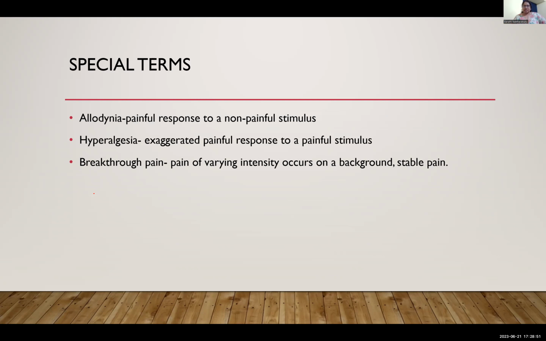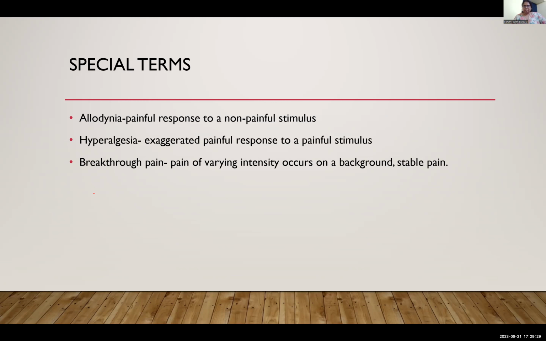And hyperalgesia. Hyperalgesia, this is, okay, you touch that area or prick it with a pin, which usually causes mild pain. But patient with hyperalgesia may have exaggerated painful response. So you just have a small prick and they just withdraw the limb. So exaggerated painful response to a painful stimulus. So that is hyperalgesia. Again, most of the time it occurs in neuropathic pain.